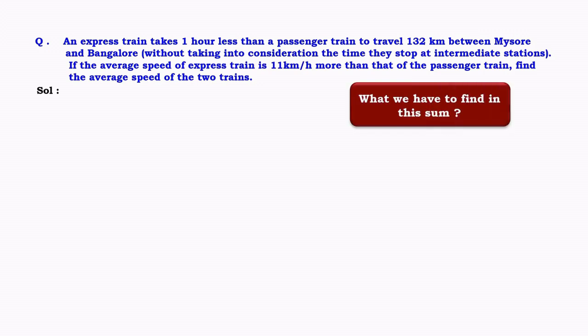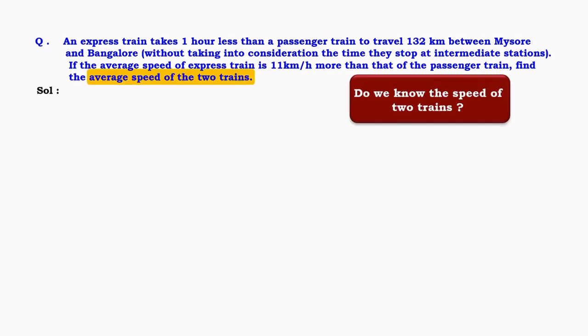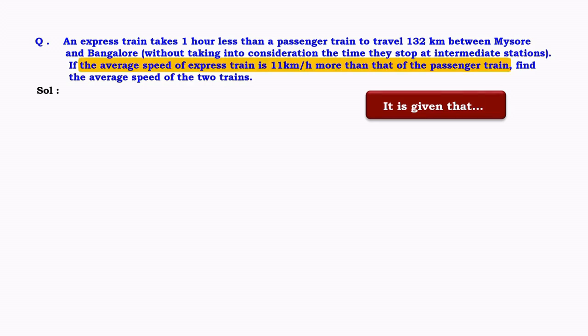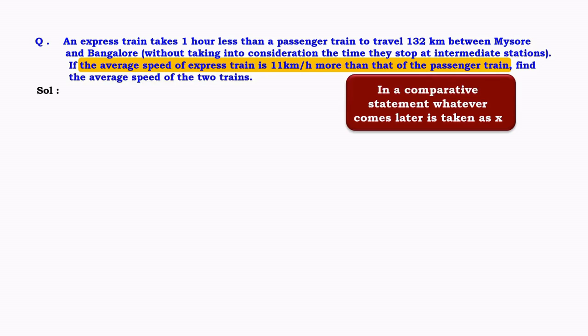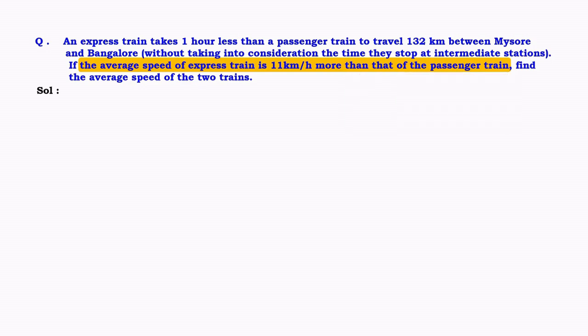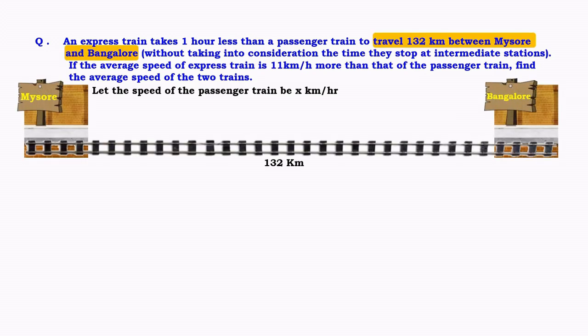The question asks us to find the average speeds of the passenger train and the express train. Do we already know the speed of either train? No. The question states that the average speed of the express train is 11 kilometers per hour more than that of the passenger train. Whenever a comparative statement like this is given, it is convenient to assume the quantity mentioned later as x. So, let the average speed of the passenger train be x kilometers per hour. Therefore, the average speed of the express train will be x plus 11 kilometers per hour.